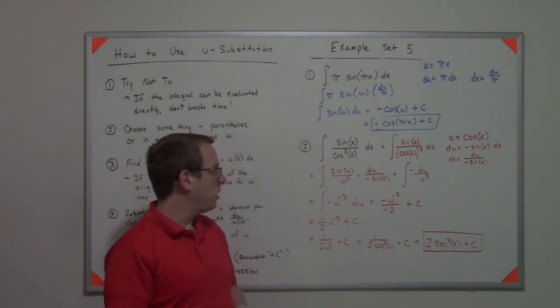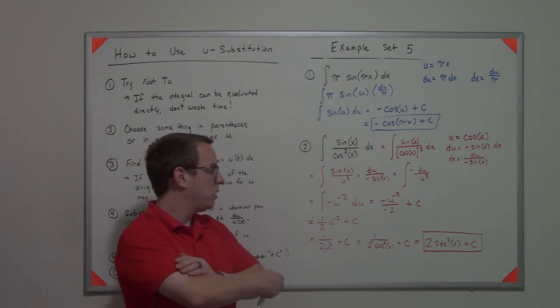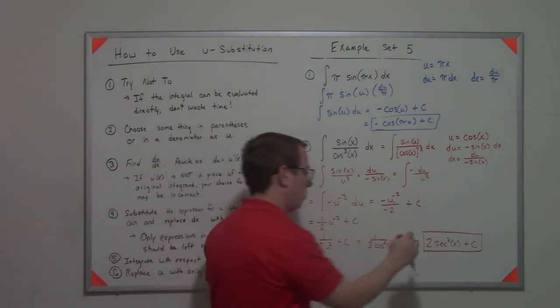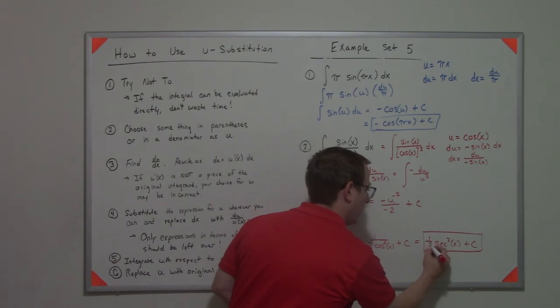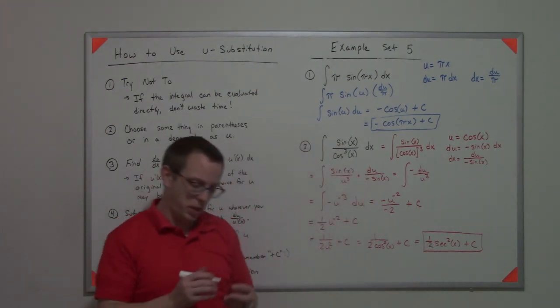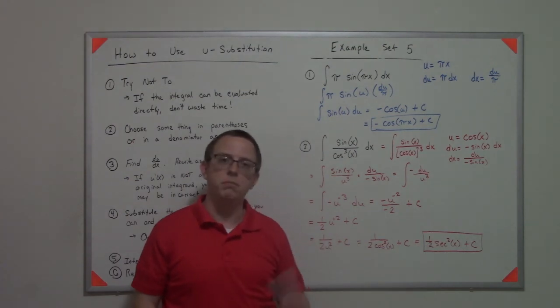So that would be the way to do it. Let me check. Make sure I didn't say anything wrong, because, oh, sorry, not 2. I knew that something was off. It's 1/2 secant squared x plus c. Okay, so that's the idea. Once you do that, it all falls out.